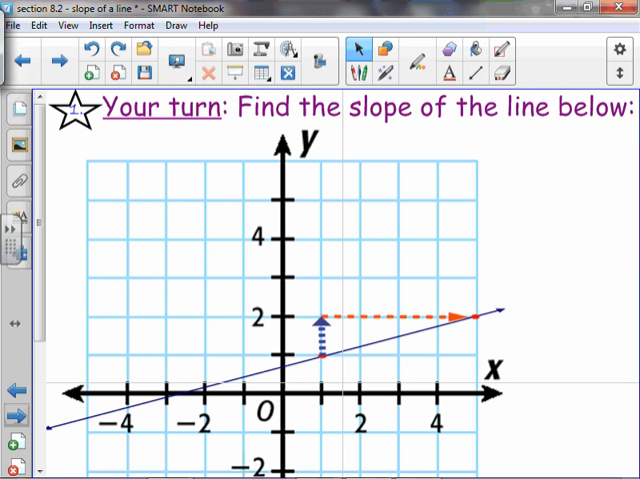Okay, it is now your turn. Go ahead and try to find the slope of this line. You'll need to find your rise and your run and divide them. And then we're going to move on here.